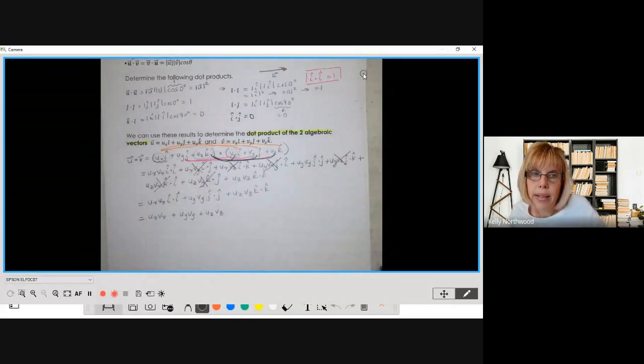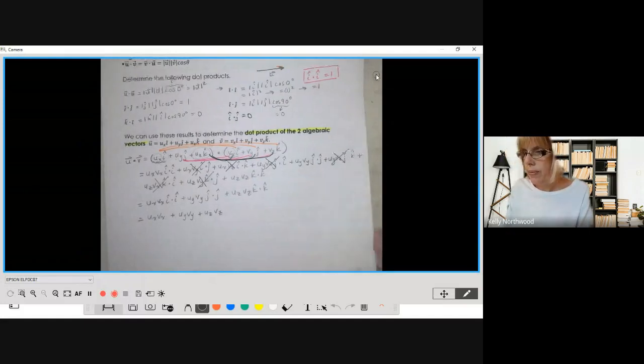You just multiply the x components together, and then add to that the product of the y components, and then add to that the product of the z components, and add them together, and you have your dot product, which turns out to be a number. So it turns out to be really nice and easy, and that's just the proof of why that is the dot product of 2 algebraic vectors. Now we'll try it.